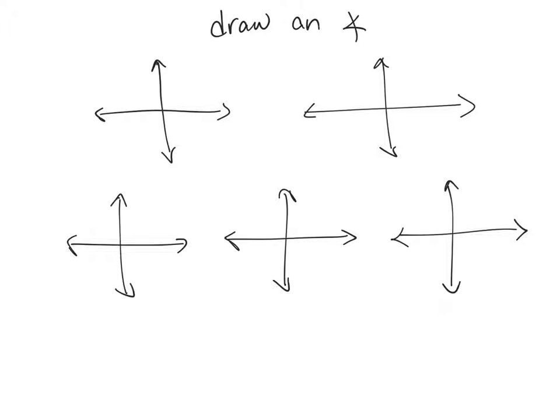So we're going to draw a 120-degree angle. We're going to draw a 480-degree angle. We're going to draw a negative 1,000-degree angle. We're going to draw a negative 72-degree angle and a negative 120-degree angle.